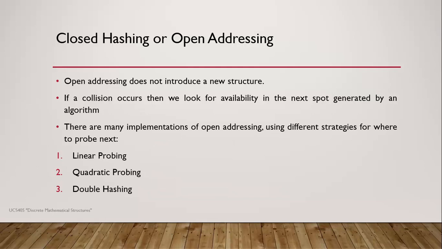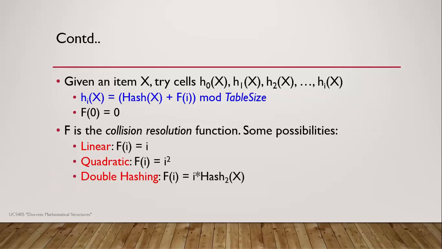Next, open addressing. In open addressing, if a collision occurs, then we look for availability in the next spot generated by the algorithm. There are many implementations of open addressing. First, linear probing. Second, quadratic probing. Last, double hashing.